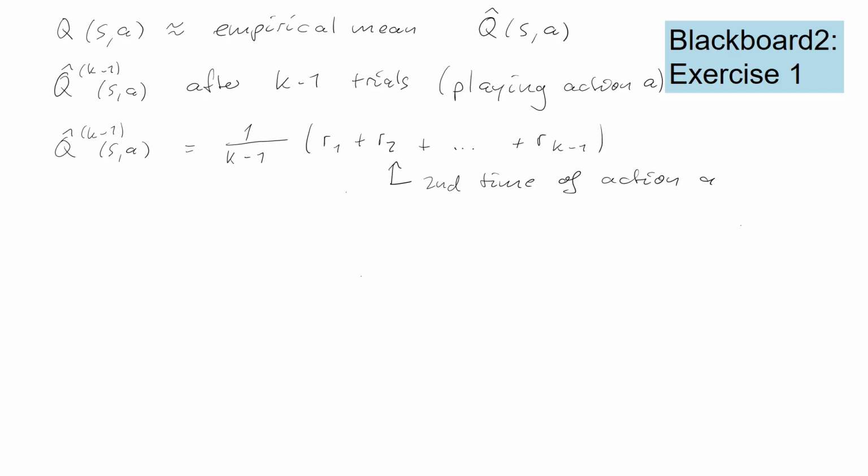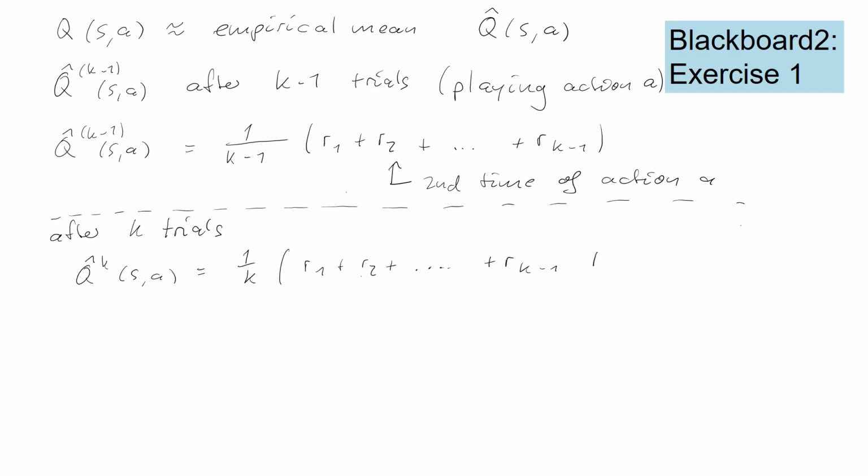And now we consider what happens if you use the same formula after K trials. So after K trials, I would have Q hat K of S and A, which is 1 over K, and then I have R1 plus R2 plus up to RK minus 1 plus RK. And this is the new thing. I say this is the new thing because the part in the parenthesis is in fact the same as the expression we had in the line above.